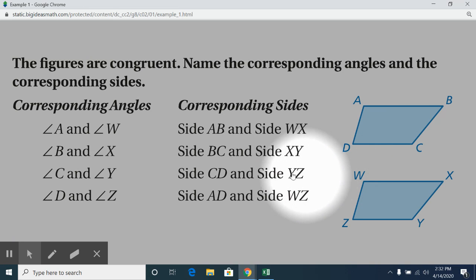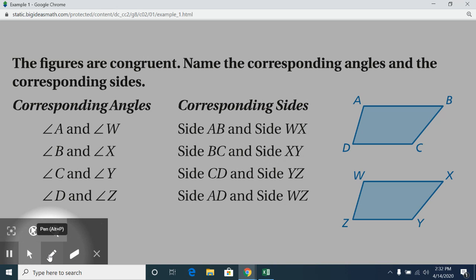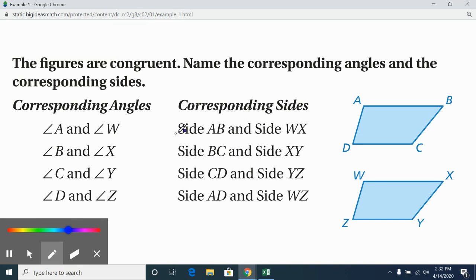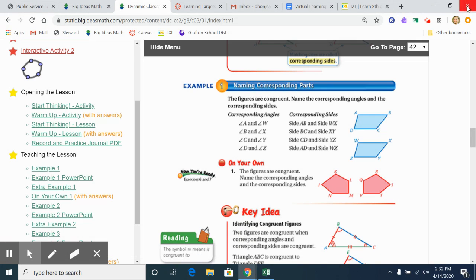Let me show you another way. If you had to write it, you could say side AB and side WX, for example. Instead of actually writing the word side, you could also just put a line over top of these to represent a side. I just wanted to show you that. But that's pretty much it for the first thing that we need to meet.